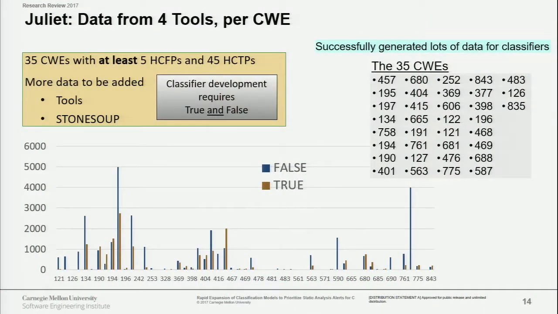Similarly, this slide shows data from 4 tools per CWE. In this case, we show bars where the blue bars are false labeled alerts. The orangish olive are true. And the point of this slide is to show that for the 35 CWEs, where we have data for at least 5 automatically labeled falses and 45 automatically labeled trues, it shows the mix of true and false. The significance here is to create accurate classifiers, you need a mix of true and false.